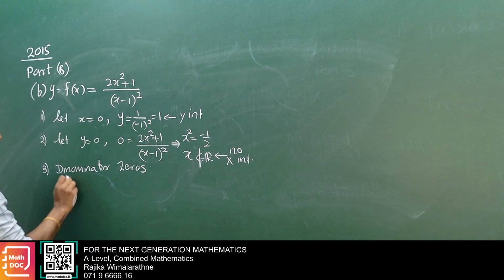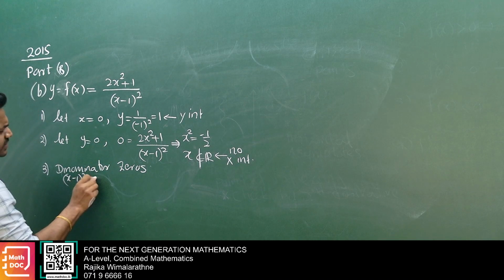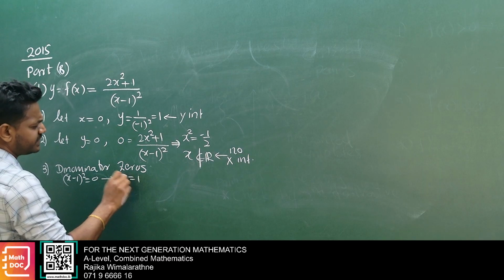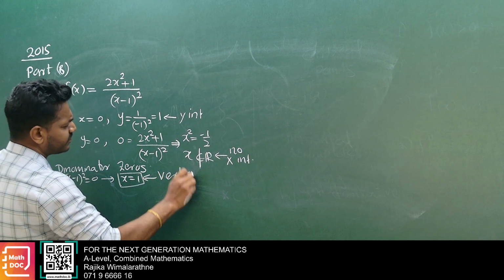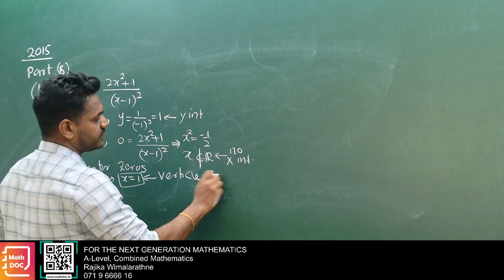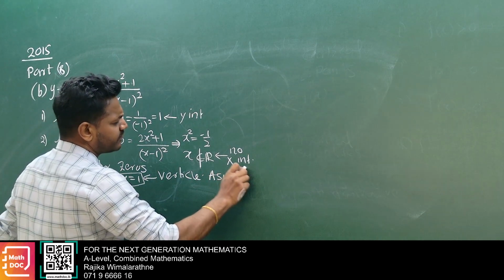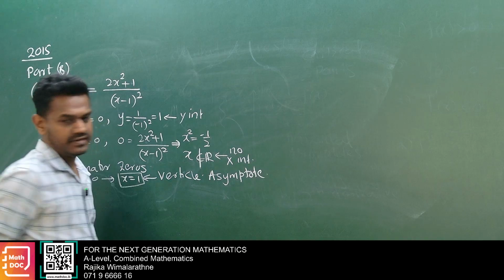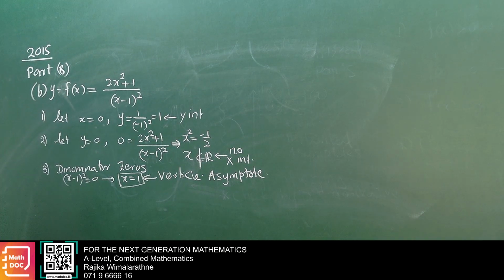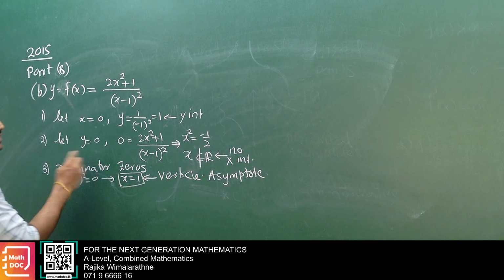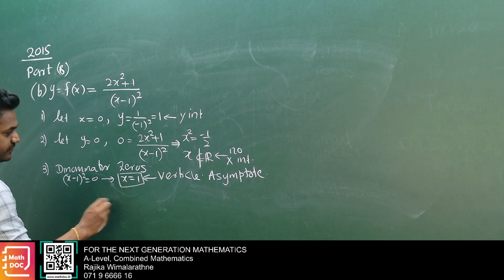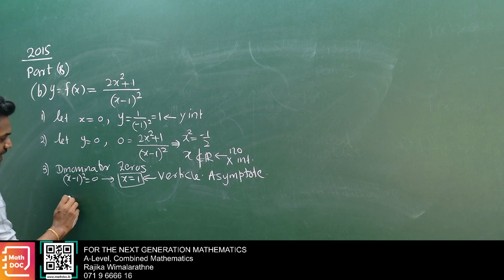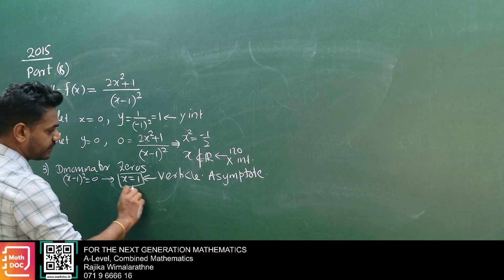Here x minus 1 squared equals 0, we get x equal 1. We say vertical asymptote. Do with me, yeah? These are the special points. Denominator zeros, we get vertical asymptote. And when we get vertical asymptote, we have to check the left-hand, right-hand tendencies.